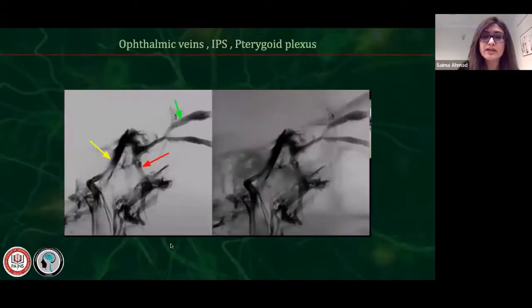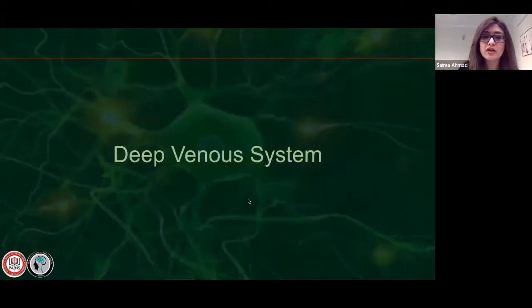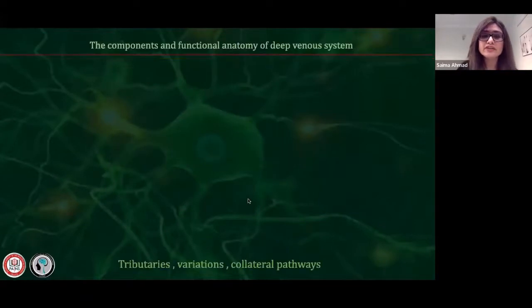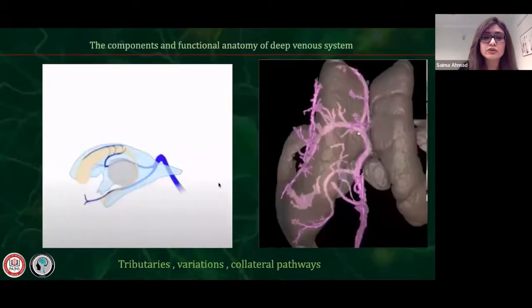So again, the same anatomy on this. So superficial middle sylvian vein draining into the anterior part of the cavernous sinus. So next we talk about the deep venous system. Deep venous system is a very small system, but it's a very difficult system. I try to make it simple for you. So, to help you understand this.